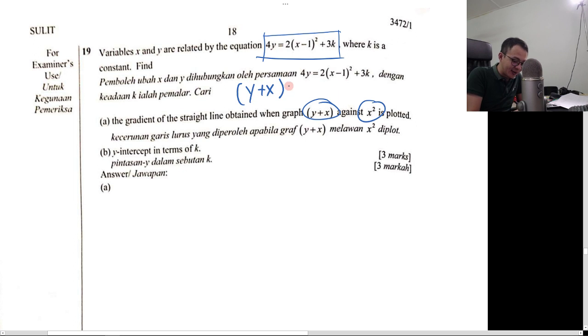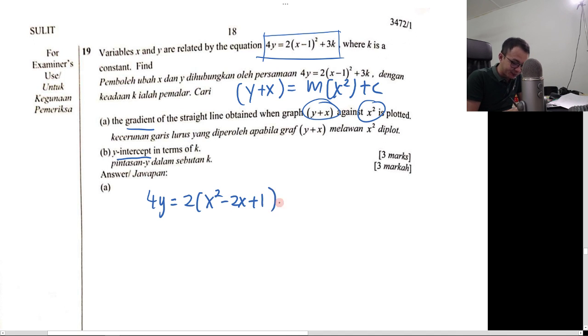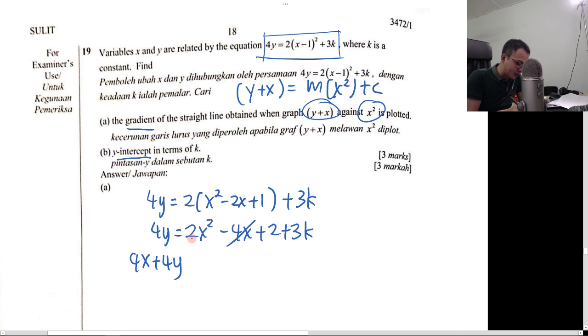y plus x equals mx squared plus c. And then definitely I need to find m, and then I need to find c. Alright, so I will need to solve the equation first. So 4y equals 2, I expand the equation, x squared minus 2x plus 1 plus 3k. 4y equals 2x squared minus 4x plus 2 plus 3k. So this is 4x plus 4y. I move this one to the other side, so it equals 2x squared plus 2 plus 3k.